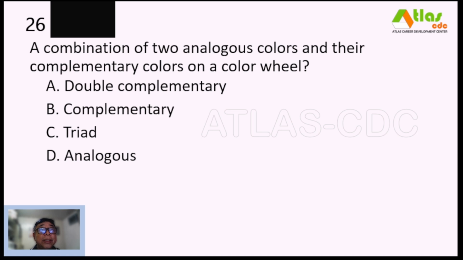Number 26. A combination of two analogous colors and their complementary colors on a color wheel. A. Double complementary, B. Complementary, C. Triad, and D. Analogous.